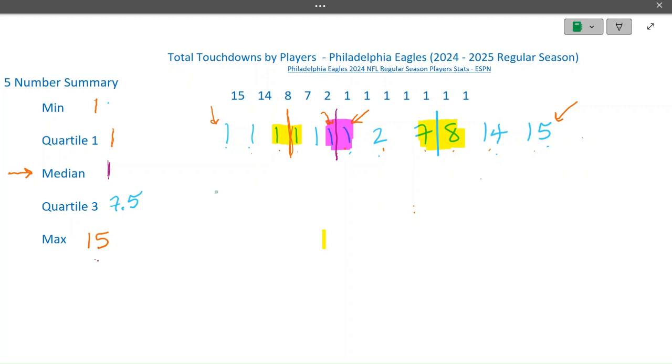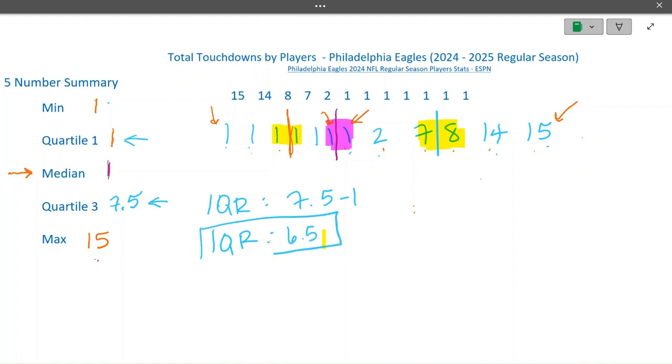All right, let's find our IQR, our interquartile range. So I am basically taking my quartile 3 value and deducting my quartile 1 value. So it's 7.5 minus 1. So my IQR is 6.5. Okay, so what that means is the difference between the 25th percentile and the 75th percentile was 6.5 touchdowns.